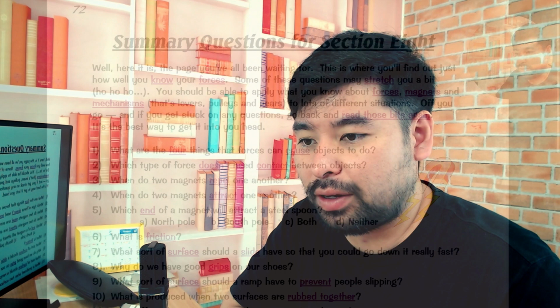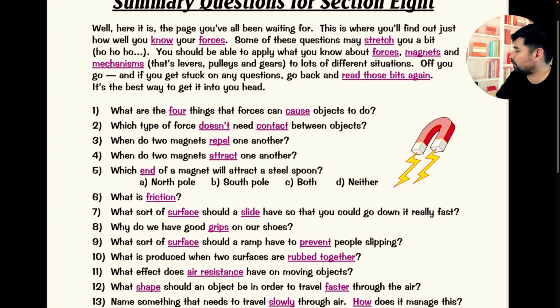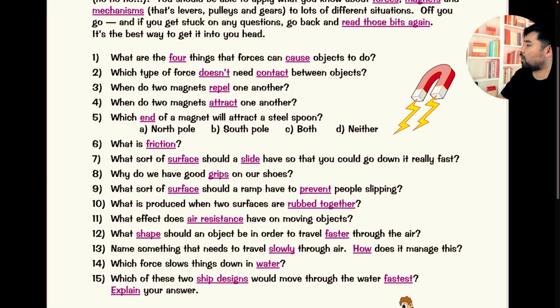1, 2, 3, go. So question number 1. What are the 4 things that forces can cause objects to do? Again, what are the 4 things that forces can cause objects to do? Number 2, which type of force doesn't need contact between objects, right? And number 3, when do 2 magnets repel one another? Again, when do 2 magnets repel one another?